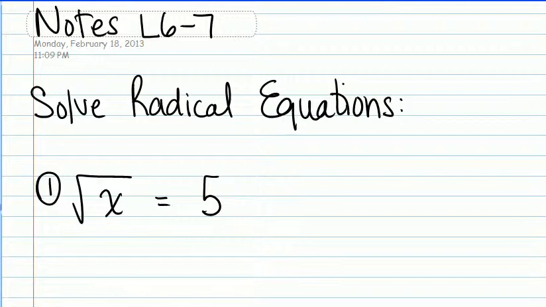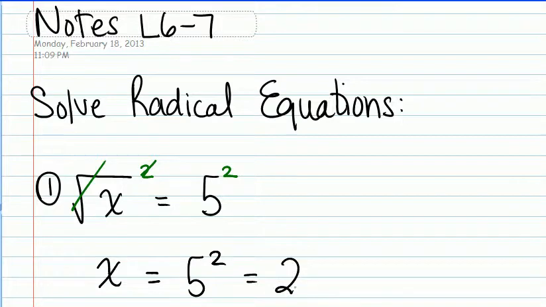It's about as simple as they get. The square root of x equals 5. To get rid of a square root, we square both sides of the problem. The square and the square root will cancel, and you end up with x equals 5 squared, otherwise known as 25. And that one's done.